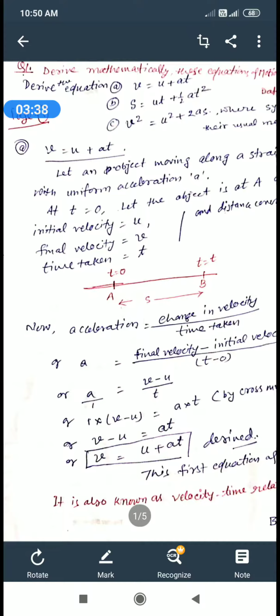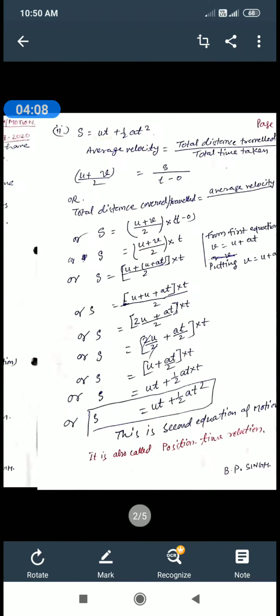Here, by cross multiplication, 1 into v minus u is equal to a multiplied by time t, or v minus u is equal to at, or v is equal to u plus at. The equation is finally derived. This is the first equation of motion. This equation is also known as the velocity time relation.